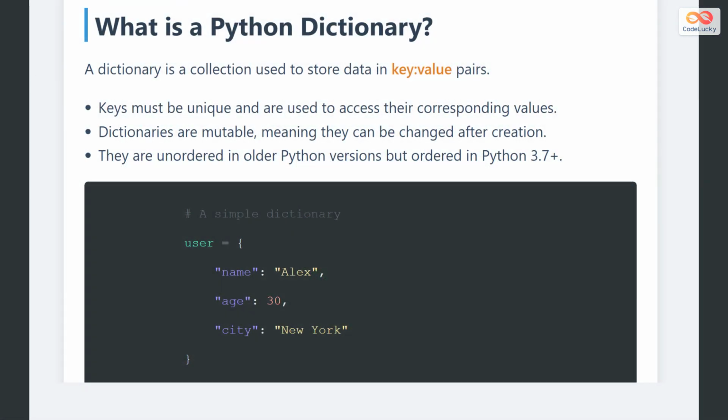First, let's quickly review what a dictionary is. It's a data structure that stores information in key-value pairs. Think of it like a real-world dictionary where each word or key has a corresponding definition or value. Keys must be unique, and they are what you use to look up their associated value. Dictionaries are a fundamental part of Python, so understanding them is crucial.